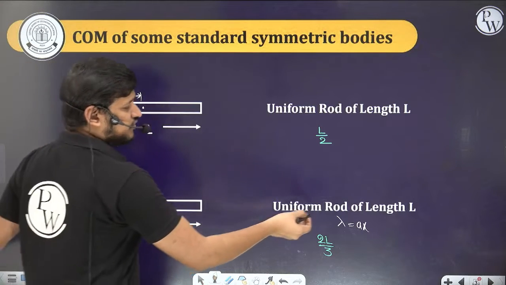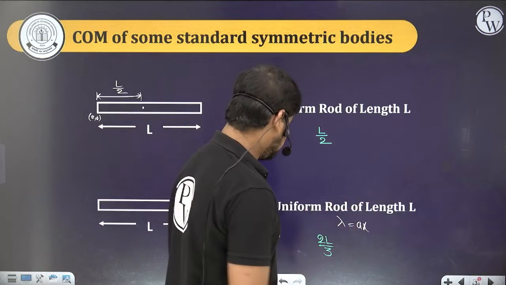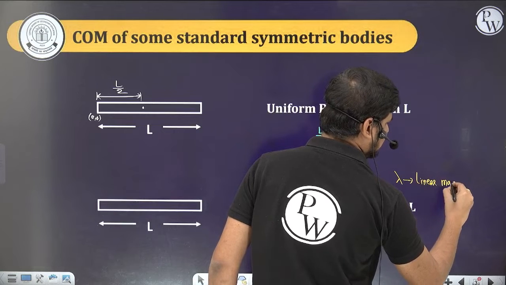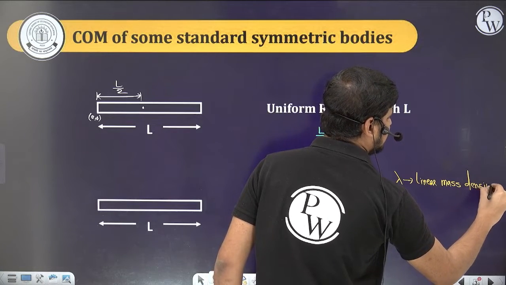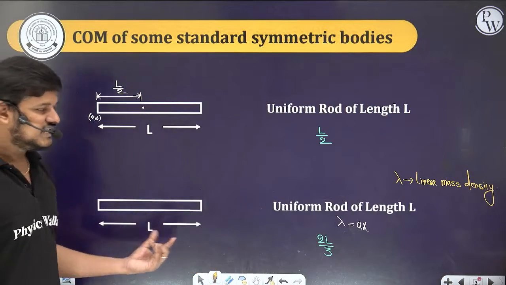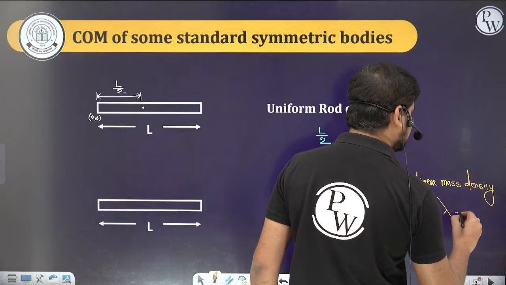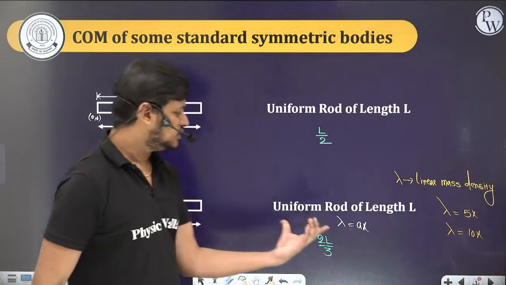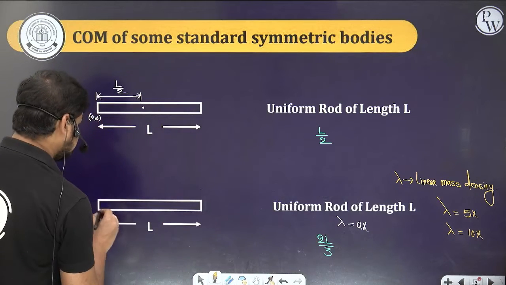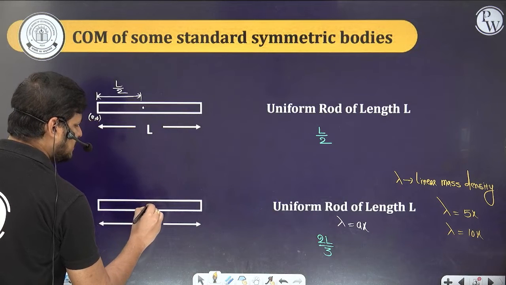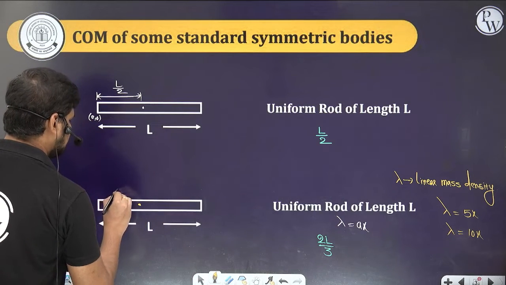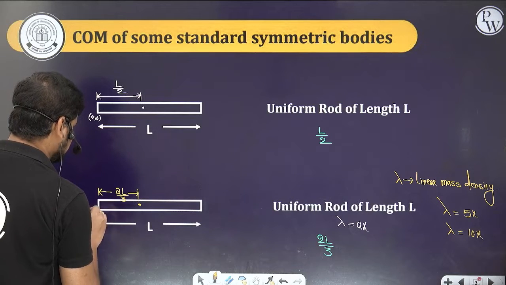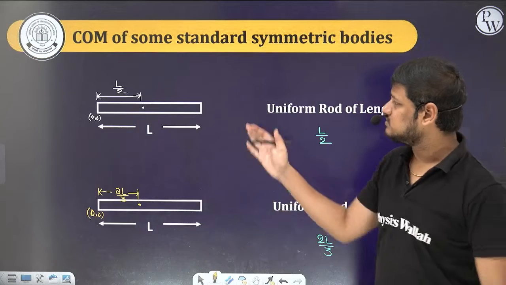Whereas if it is a uniform rod of length L with linear mass density lambda, what is lambda? Lambda is the linear mass density. If this linear mass density varies with respect to the position, for example lambda is equal to some constant times x, or lambda is equal to 10x, so that means with respect to position lambda is changing, then the center of mass lies at a distance 2L by 3 from the origin. We consider the initial point as the origin. Clear, guys? Understood, everyone?